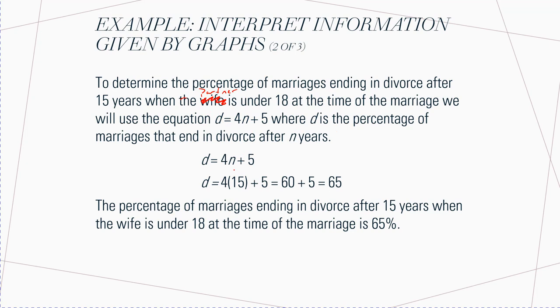D is equal to 4n plus 5. You're given the number of years, so literally what you're going to do is take 15 and plug it into n. So you get 4 times 15 plus 5. That gets you 65. So what we're saying here is the percentage of marriages ending in divorce after 15 years when one of the partners is under 18 at the time of marriage is 65%. Eeh. So what this is saying is maybe it's best to wait.